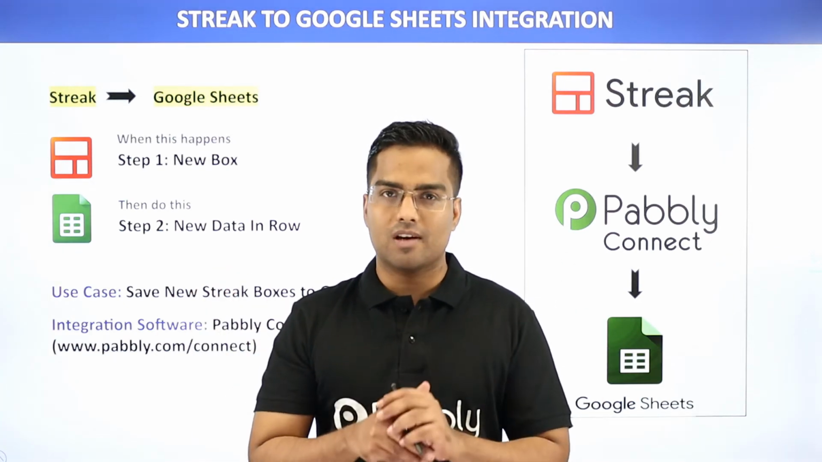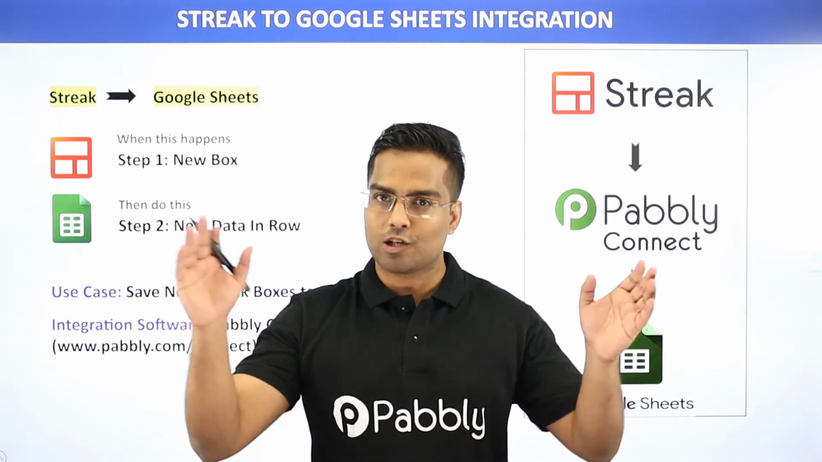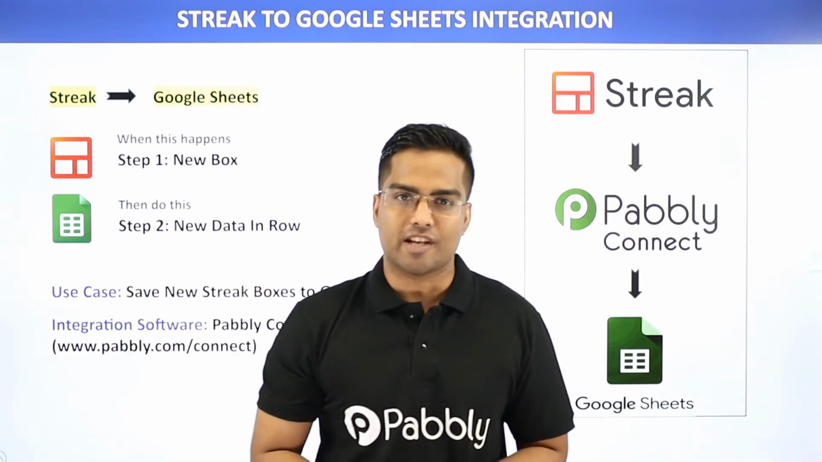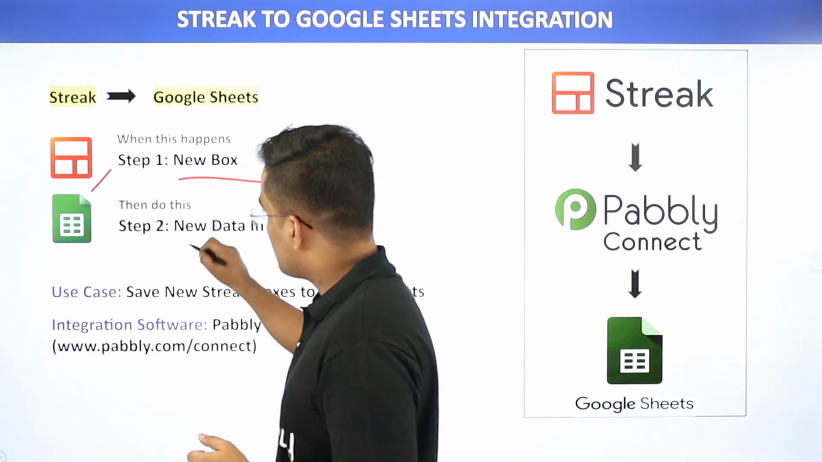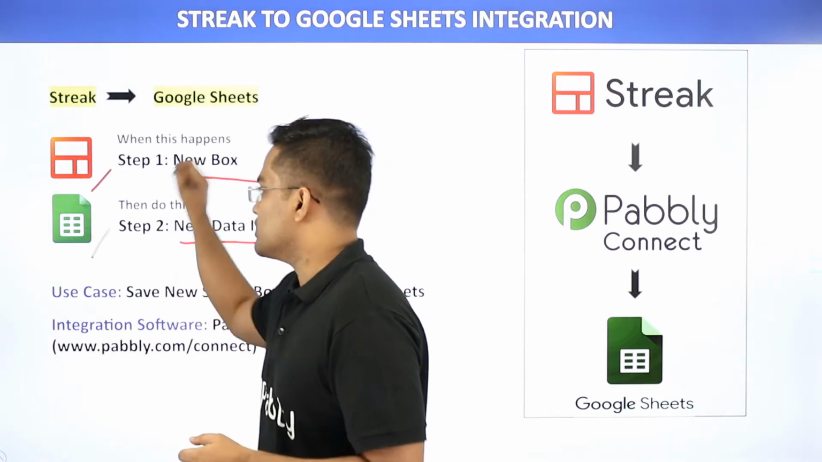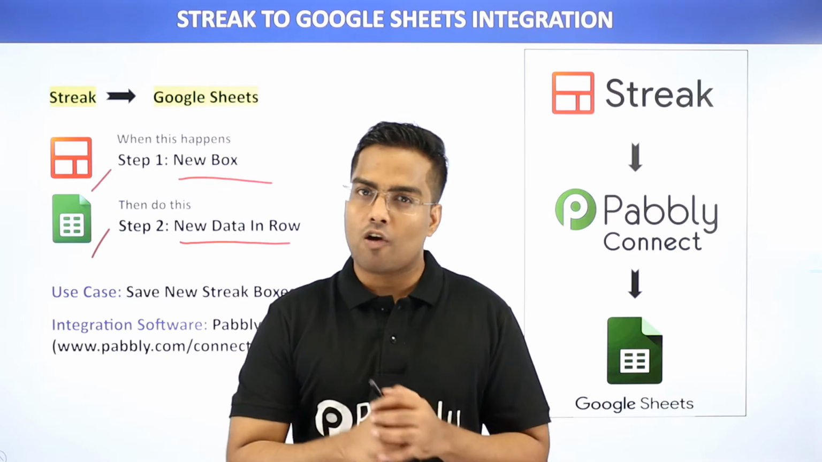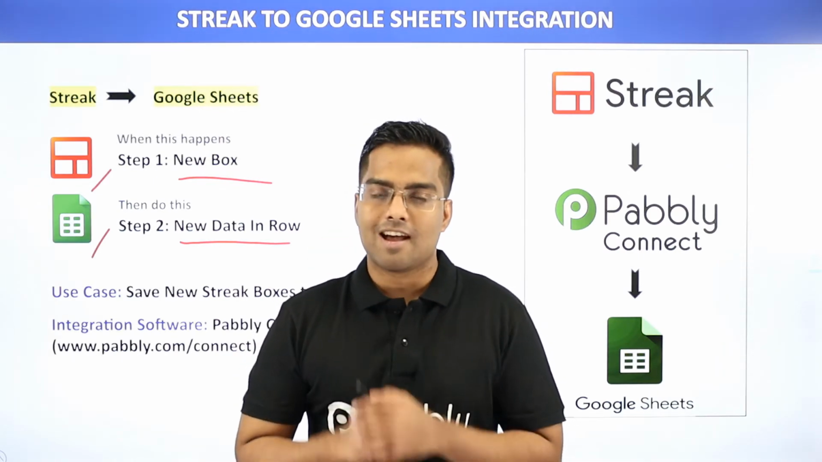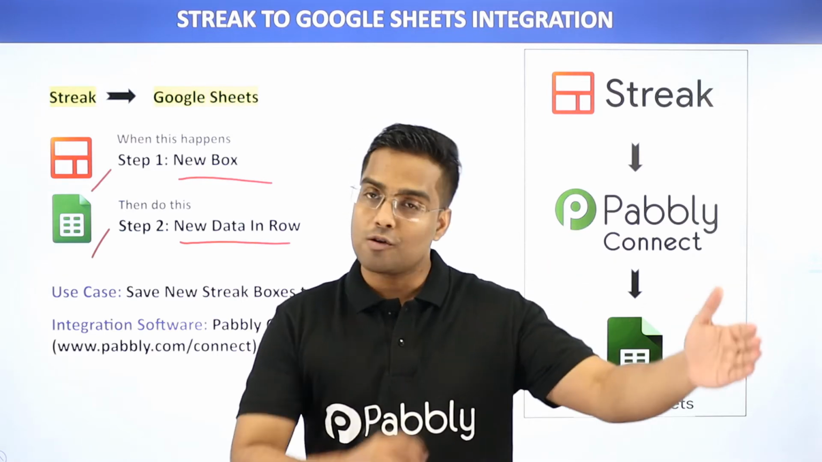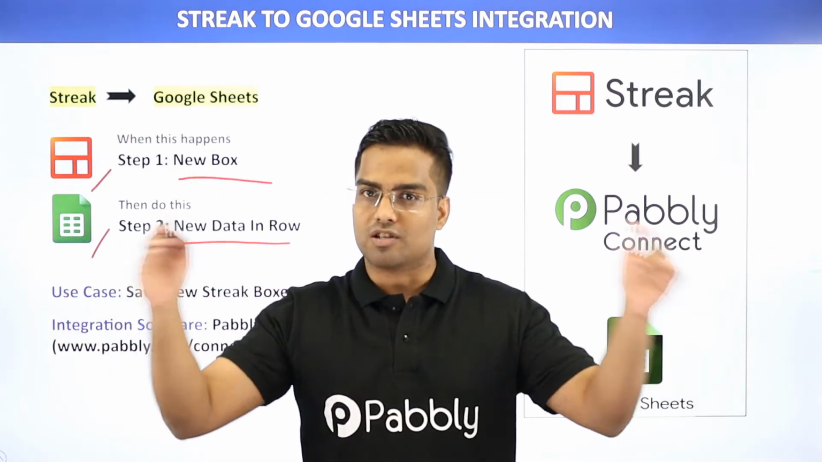So in this video we will learn how to integrate Streak to Google Sheets. Our use case is pretty simple. When a new box is created in Streak, it will enter a data row in Google Sheet. Now Streak is an online CRM tool and Google Sheet is your favorite spreadsheet program. So what we are going to do is send the data from Streak to Google Sheet.